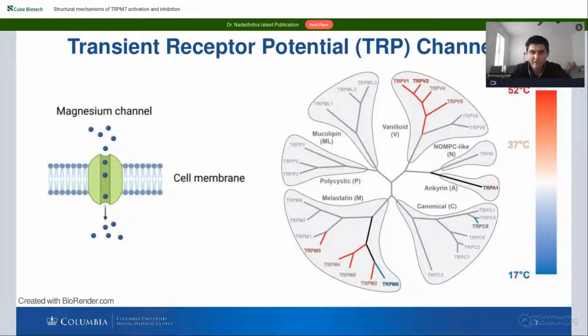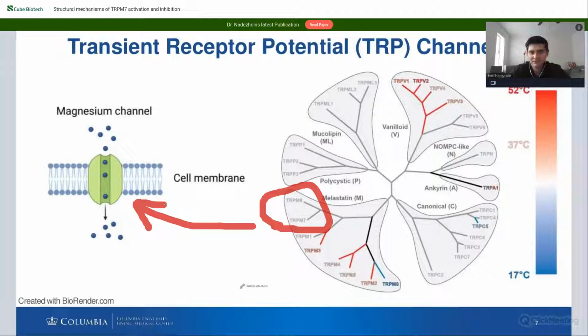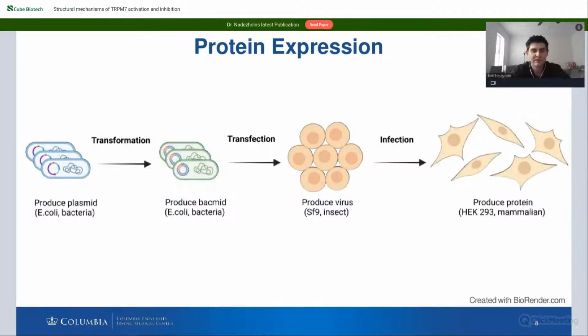And it is interesting that one of the TRP channels, TRPM7, is considered to be the master regulator of divalent cations in the human body, and it is also considered to be a magnesium channel. So we do cryo-EM and structural biology in our lab, and we wanted to know how this channel works. For that, we need to express the channel and do structural biology with it. So let's dive a little bit deeper into how we do this.